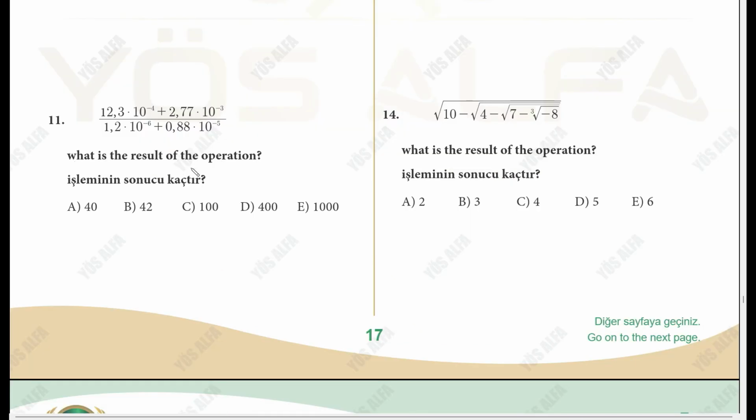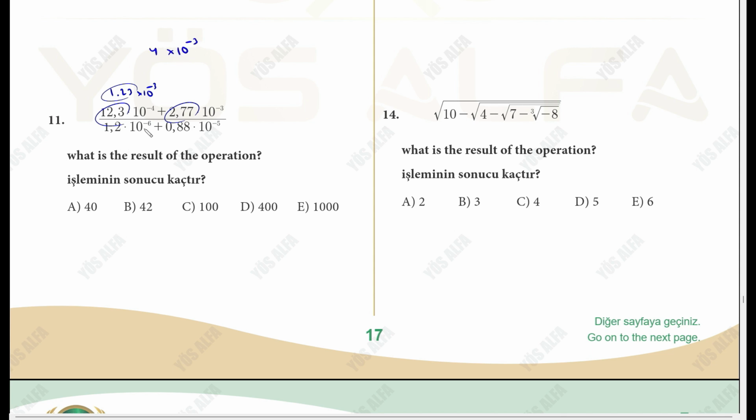Number 7. What is the result of the operation? So I will arrange in such a way that the summation between this number and that number is easier for me. I can do that if I change 12.3 to 1.23 times 10 to the minus 3. So we have the same 10 to the minus 3 on both numbers. So now I can sum up these two. 1.23 plus 2.77 makes 4 times 10 to the minus 3.